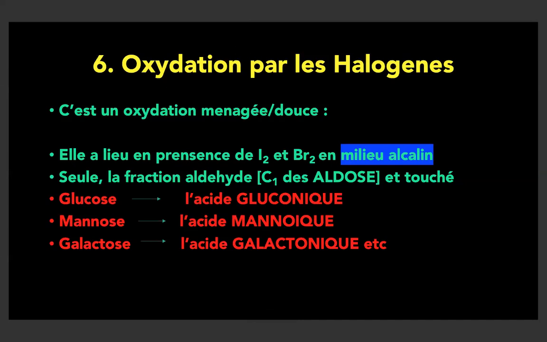Then it means you are going to have these products. Now my question is, what happens when you react fructose in the presence of iodine and bromine? What is the reaction going to be? What's the answer? There won't be any reaction. Exactly. Why?